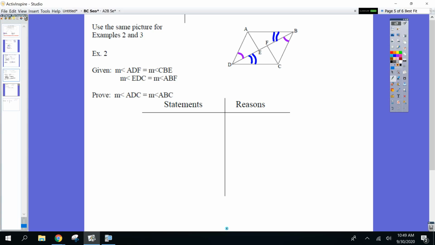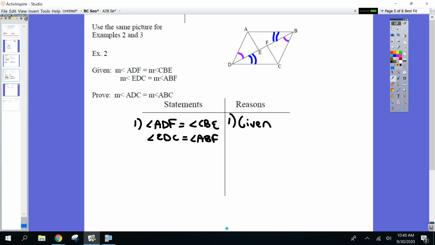And then go ahead and write in your givens. Remember, that's always your first statement, is your givens. And then once you've done that, take a moment to look at your givens and then look at the angles I'm asking you to prove equal. And say to yourself, what could I do with those given angles to get to those angles I'm trying to prove equal?